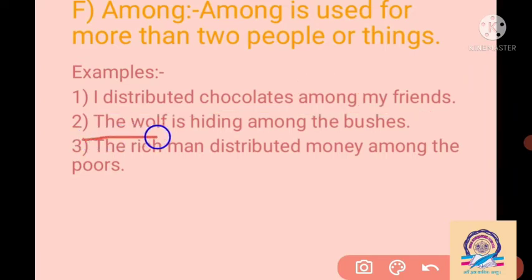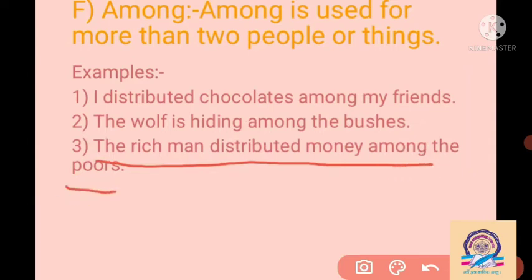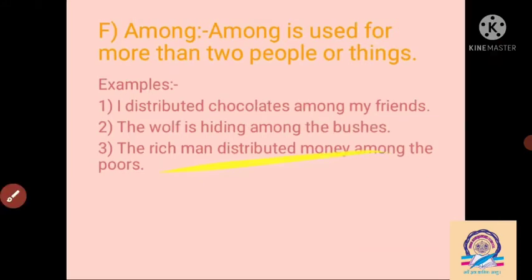The wolf is hiding among the bushes. So here bushes are there. So many bushes are there. So among we have to use here. The rich man distributed money among the poor. So here among means many poor people are there. I am talking about more than two poor people. So among means more than two.